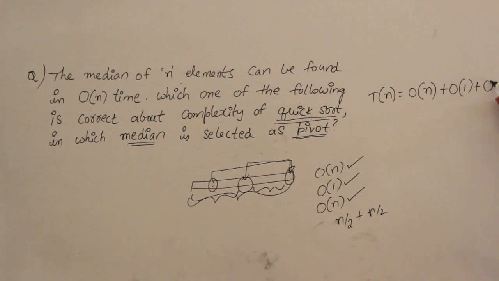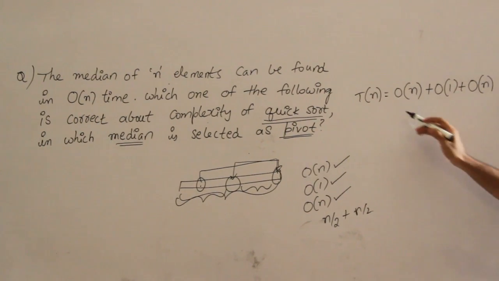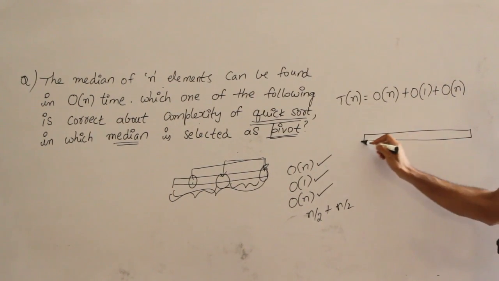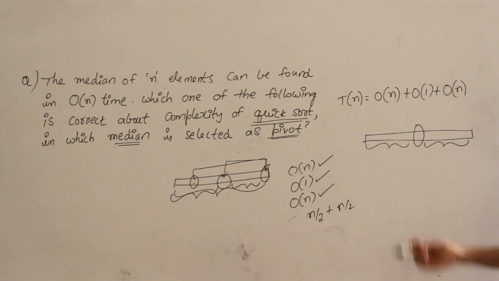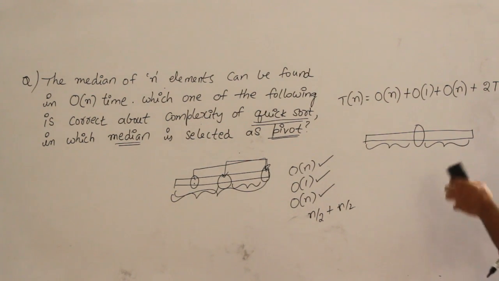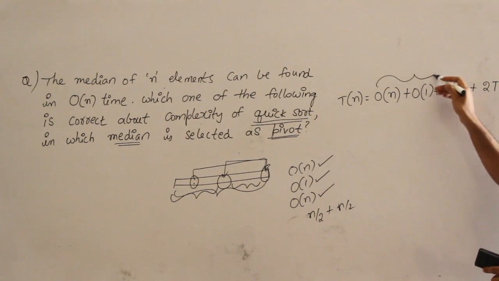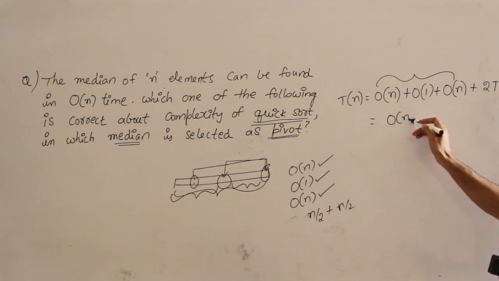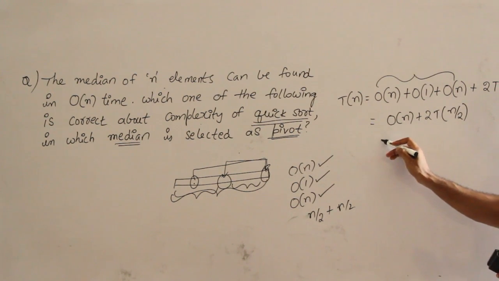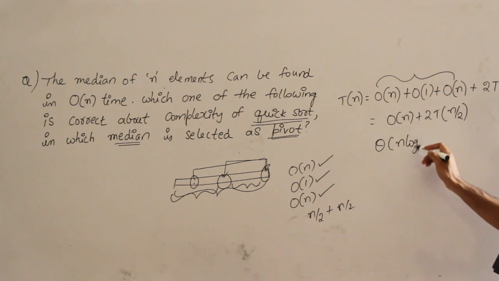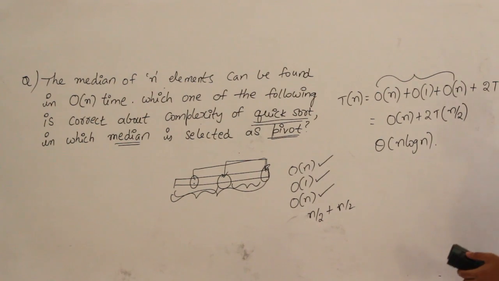Then you run the partition algorithm, for which the time taken is order of n. After running this, the entire problem becomes two problems of almost equal sizes, because the element is the median. So we put 2T(n by 2) roughly. This entire thing adds up to order of n plus 2T(n by 2). Now you apply Master's theorem, and we get the time complexity as n log n. That is what is given.